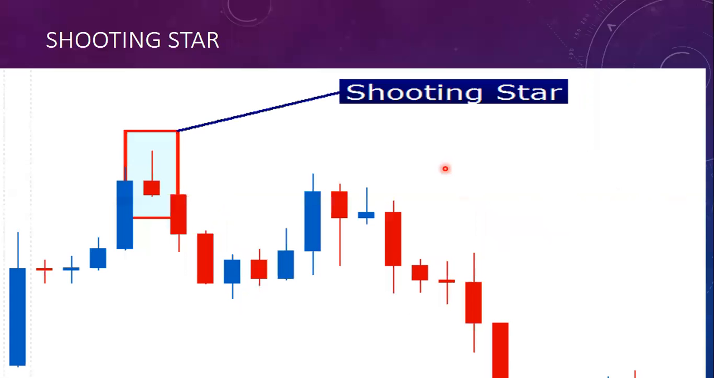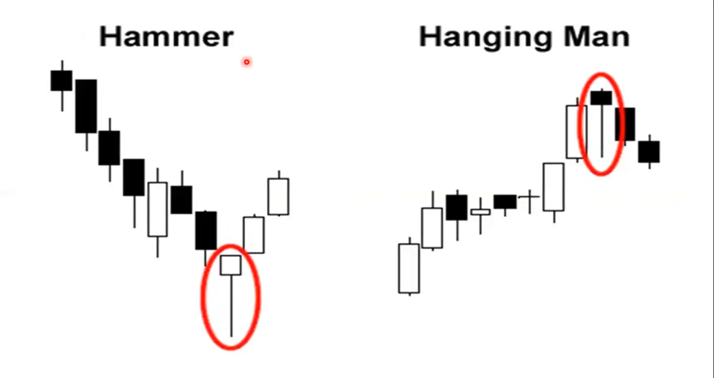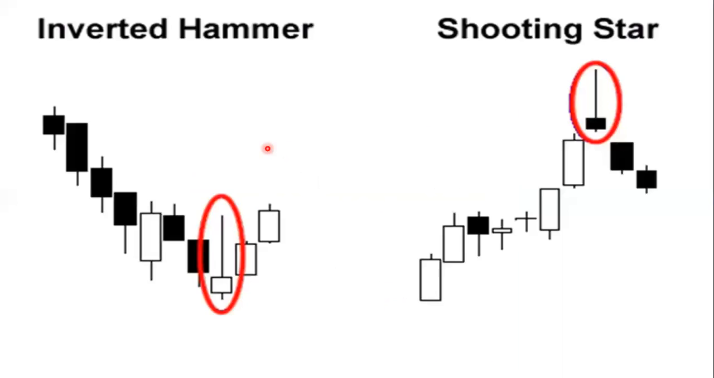Quick review: hammer and hanging man is the same candle, but one comes on the bottom and one comes on the top. One changes price from down to up and the other from up to down. Inverted hammer and shooting star is the same candle, but when it comes on the bottom, we call it inverted hammer, changing price from down to up. When coming on the top, we call it shooting star, changing price from up to down. Is it clear?